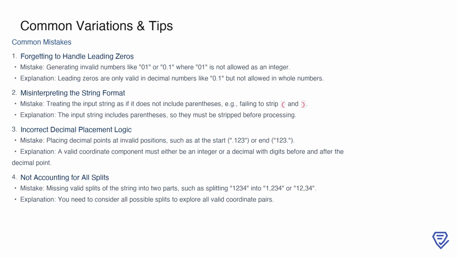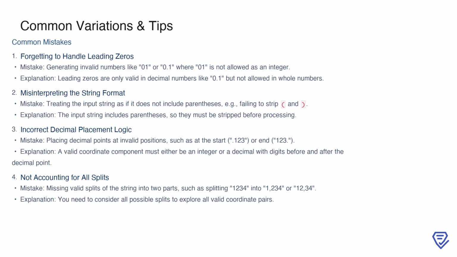When working on ambiguous coordinates, there are a few common mistakes to watch out for. One of the most frequent errors is forgetting to handle leading zeros properly. For example, while 0.1 is a valid decimal number, 01 is not allowed as an integer because whole numbers cannot have leading zeros. Another mistake is misinterpreting the format of the input string.